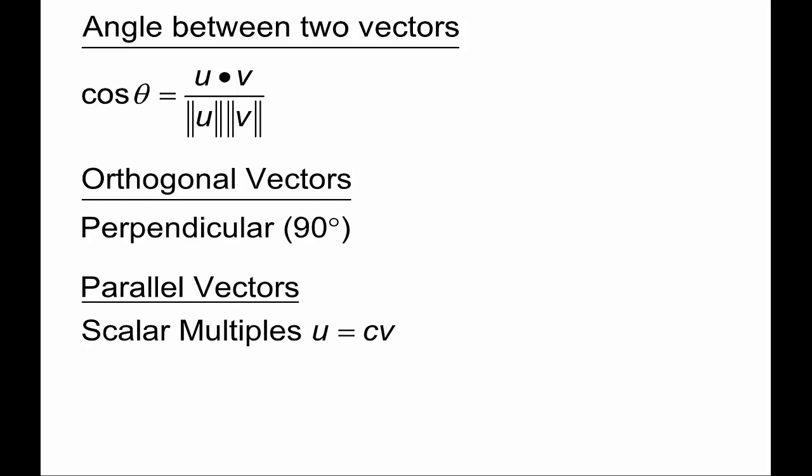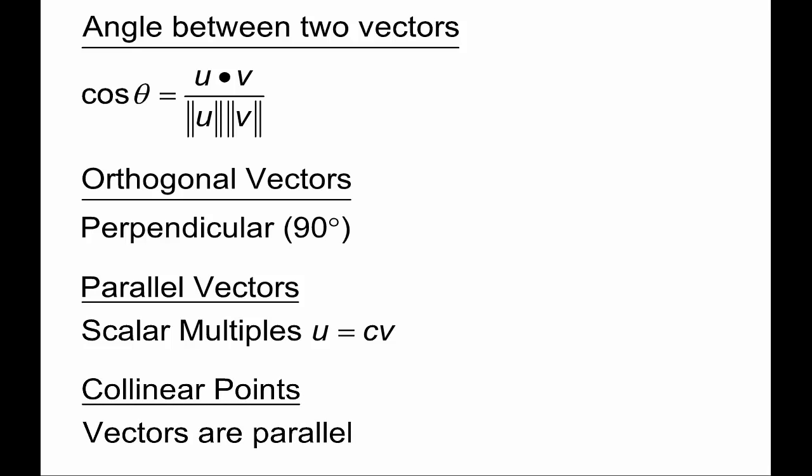Orthogonal vectors are vectors that are perpendicular. To determine if 2 vectors are perpendicular, you can do the dot product, and as long as the dot product equals 0, then they are orthogonal. Parallel vectors are multiples of each other, so if one vector is a number times all of the components of another vector, then that would be considered parallel. And then points are collinear if their vectors are parallel, and we're going to look at examples of all these here in just a second.